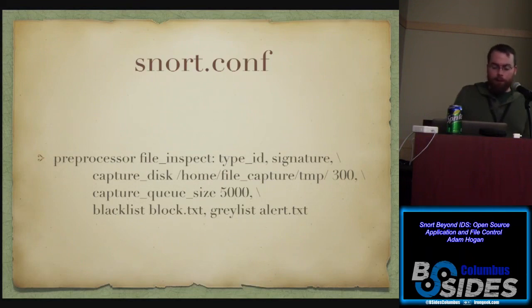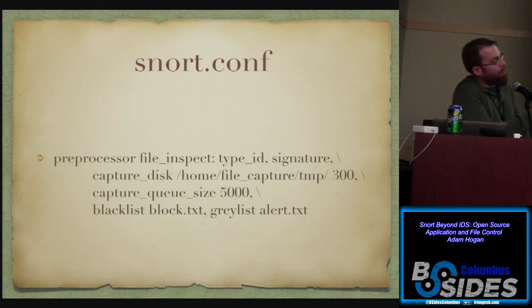And then we can add our preprocessor config. So I can just say, hey, I want to identify file types. I want to do the signature configuration, or not. You can leave that off if you don't want to calculate the SHA-256 of each file. And I can specify where I'm going to capture it. So there's the directory on the disk where I'm going to capture files, and how much memory to use for that.